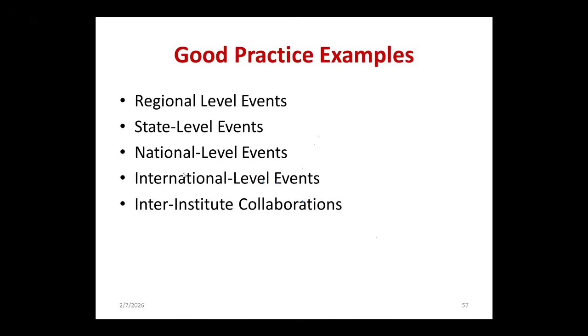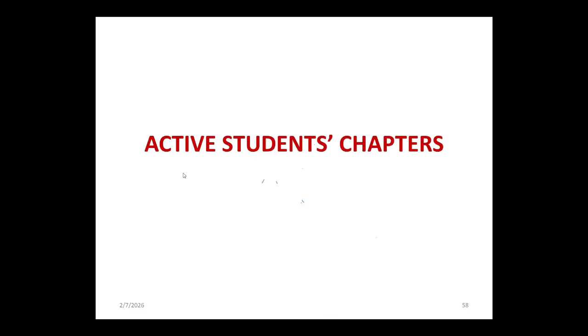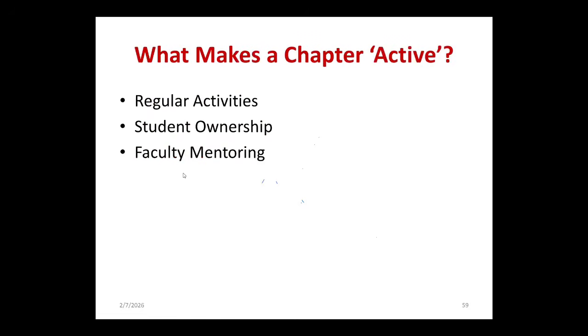And continuously, if you are actively working under the student chapter, like in my institute, what I am doing as a faculty advisor for my chapter. If you plan in that way, definitely you can again get that achievement at national level as a best student chapter award. Now, what says the student chapter is active? What makes an active student chapter?